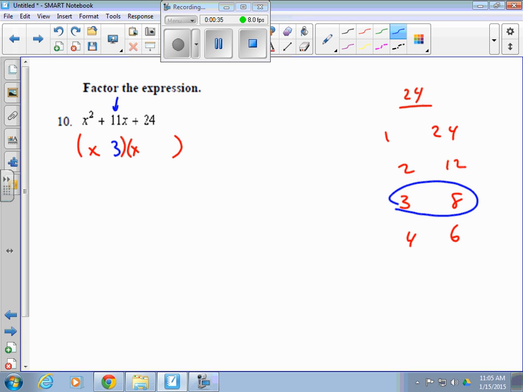So when you put those in, 3 and 8, the next thing, this tells you the signs are the same. This tells you they're both plus. So plus 3, plus 8. There's your factored version, x plus 3, x plus 8.